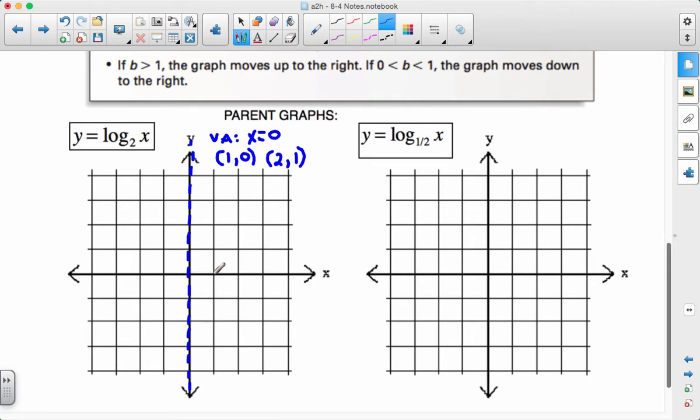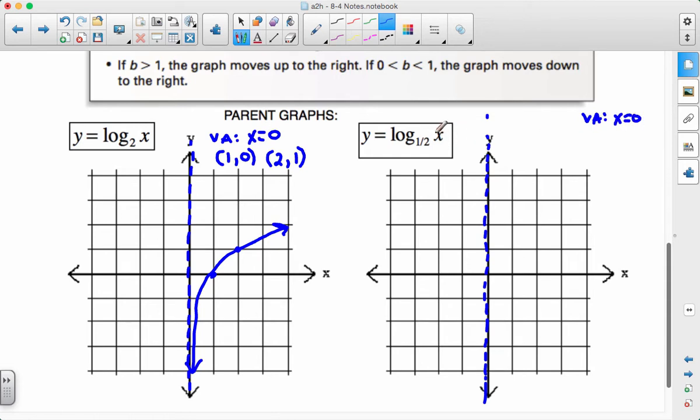So let's plot those: 1, 0, over 2, up 1, and voila, my parent graph of a logarithmic function is something like that. Okay, let's do the next one. Two ways to look at this. We'll start with this: the vertical asymptote hasn't changed, so I can't take log of 0 or anything negative. I'll have a vertical asymptote right here along x equals 0.